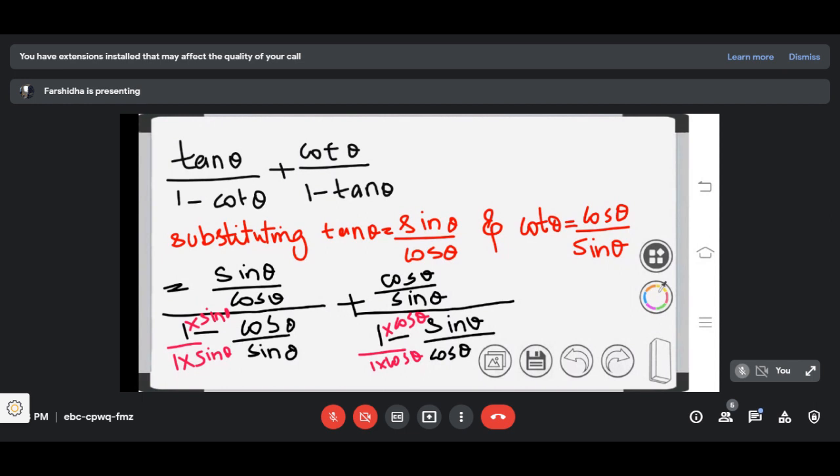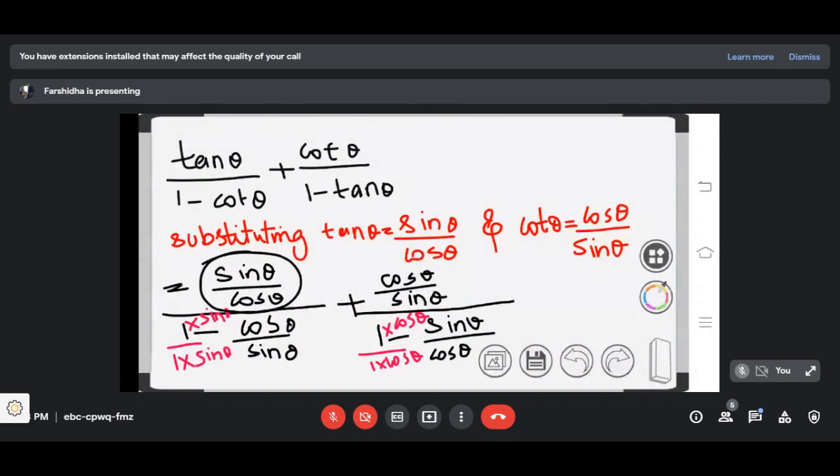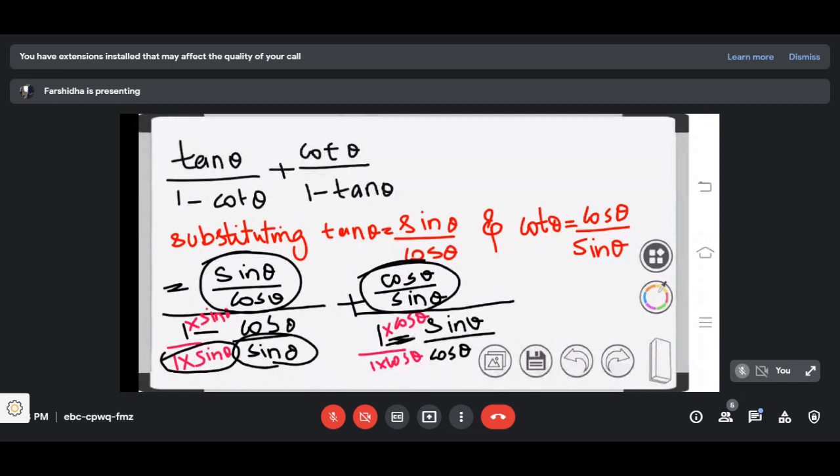Okay, so in the next step, we'll write sin theta by cos theta divided by 1 into sin theta minus cos theta, whole divided by sin theta, because the denominators are same. Plus here cos theta by sin theta divided by 1 into cos theta minus sin theta, whole divided by cos theta.